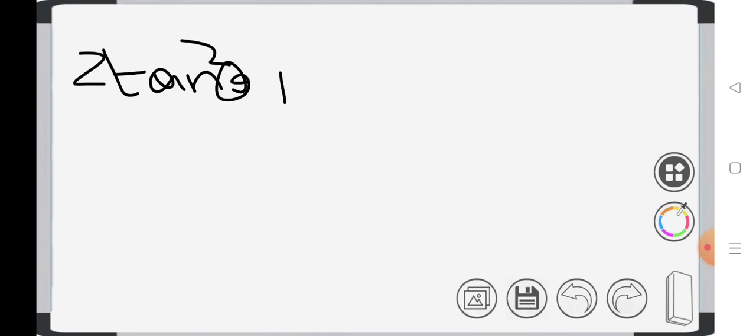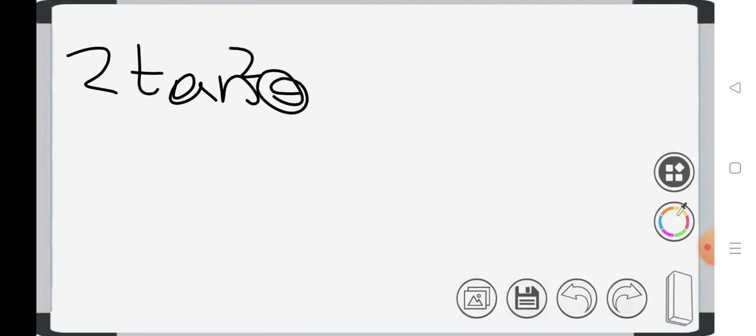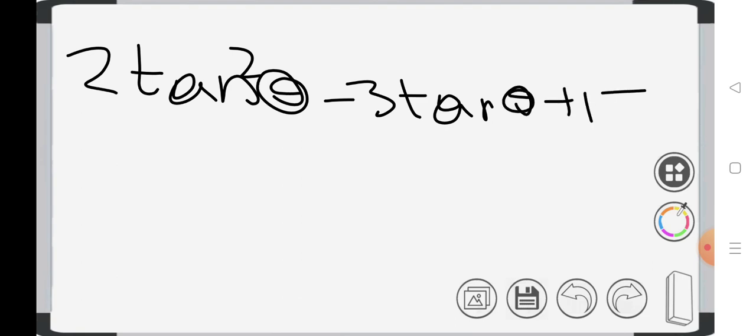Now I am saying how to do it. Do the factorization. First we are having 2 tan square theta minus 3 tan theta plus 1 equivalent to 0. So how will we write this one, with 3 and 1 here?